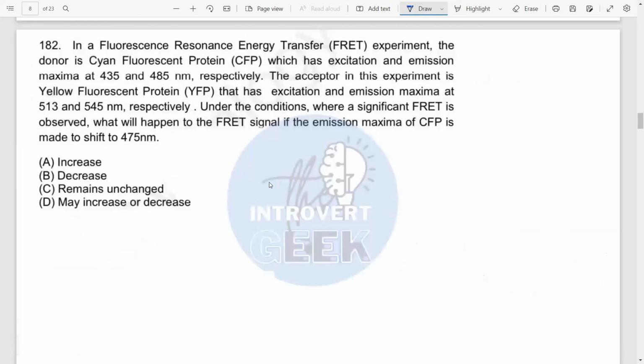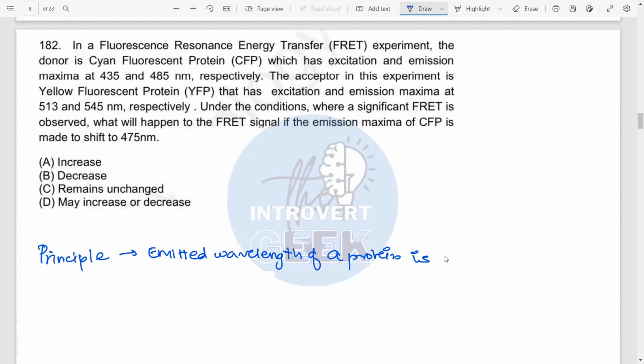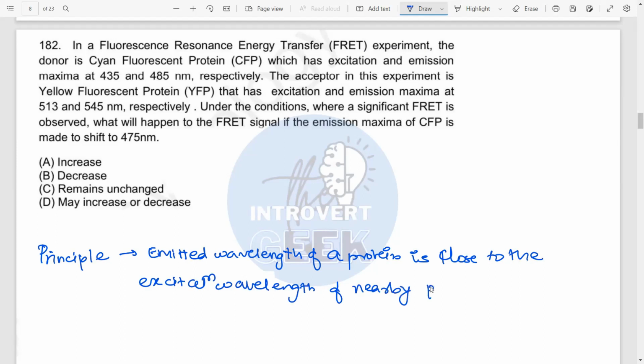Next, we have a question based on FRET. To understand anything about FRET, you need to know the principle on which FRET works. So the principle is that the emitted wavelength of a protein is close to the excitation wavelength of the nearby protein. Now we do this in order to determine if two proteins are close to each other in a particular 3D space.